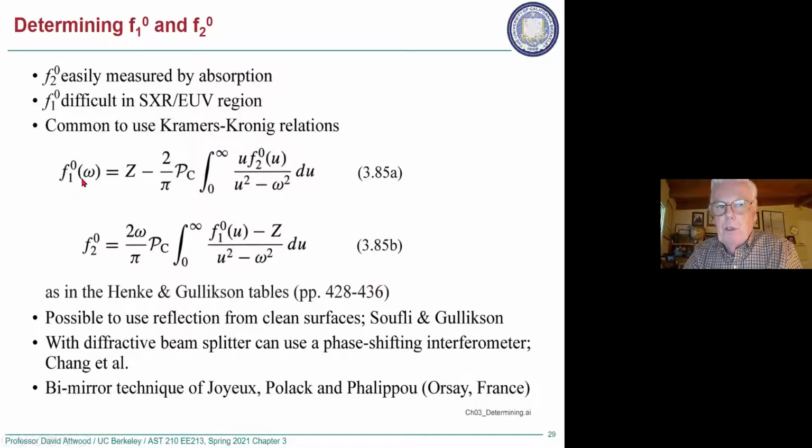In principle, you could measure both F1 and F2, but in fact, measuring the real part is a little difficult. You need an interferometer or some scheme like I showed you last week, where you have mirrors and beam splitters, and flat beam splitters are really difficult to make in the X-ray region. So there are a few cases. Regina Soufflé did that with Eric Gullikson as part of her PhD thesis in electrical engineering, but in general, it's not so easy.